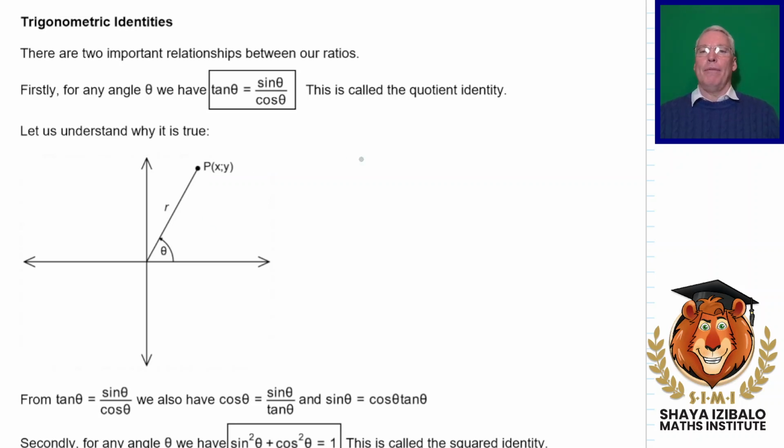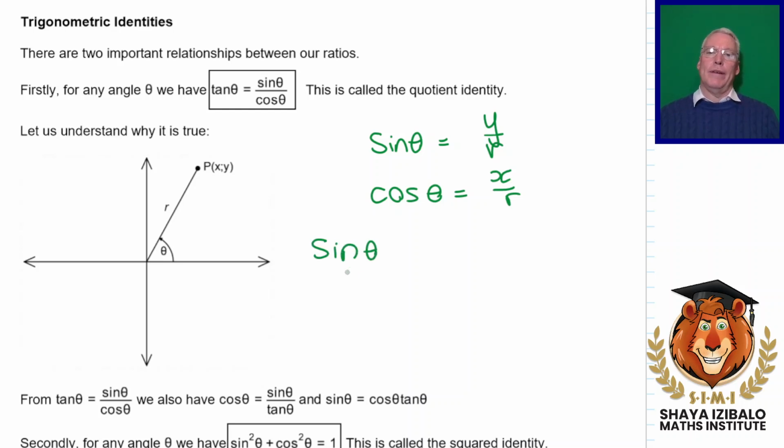In this diagram, we know that sine theta is our y value over our r value. And we know that cos theta is our x value over our r value. So if we are to take sine theta and divide by cos theta, we're going to have y over r divided by x over r.